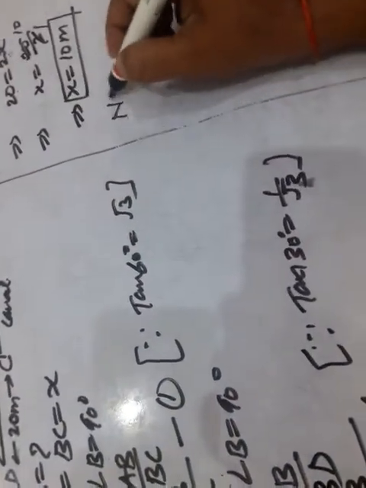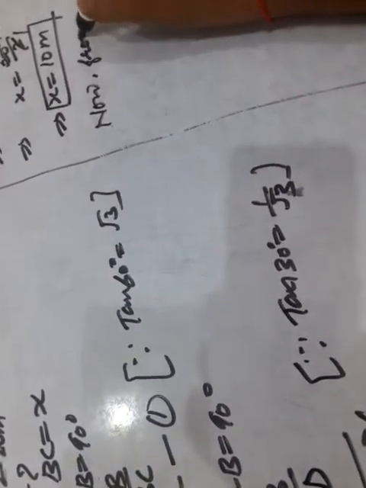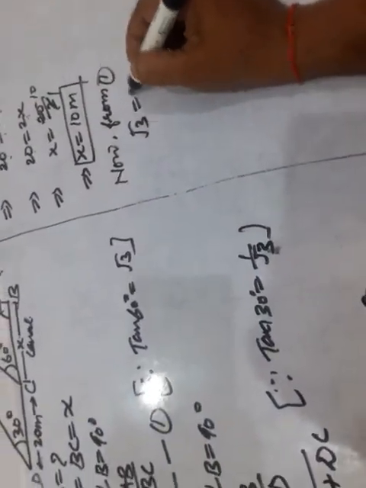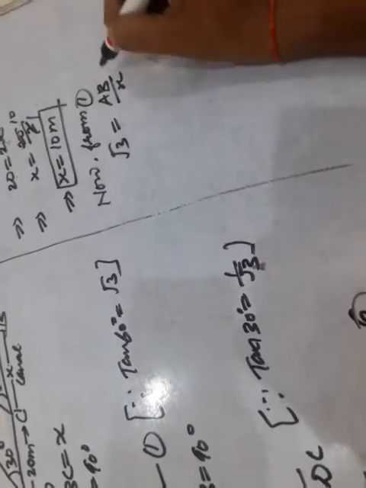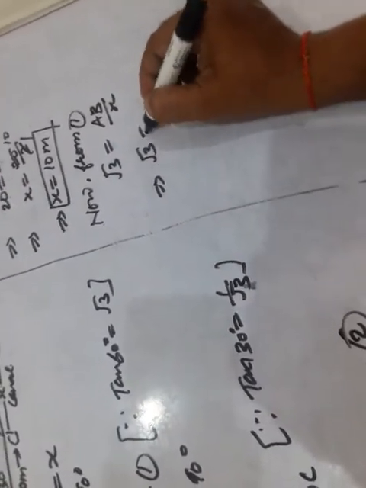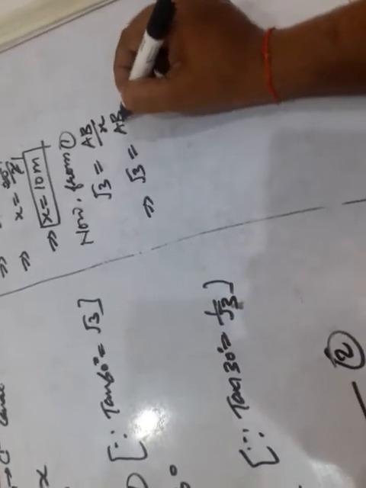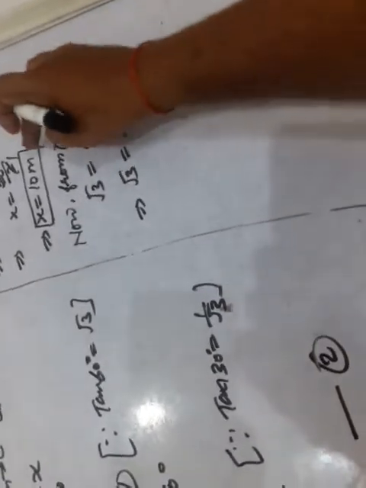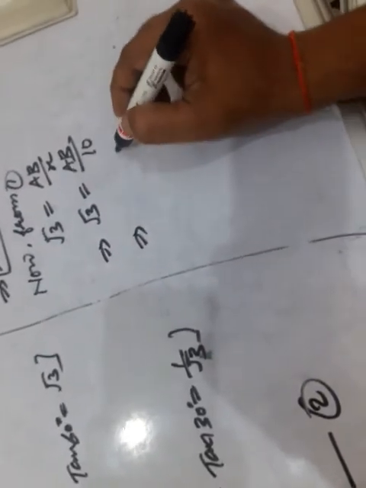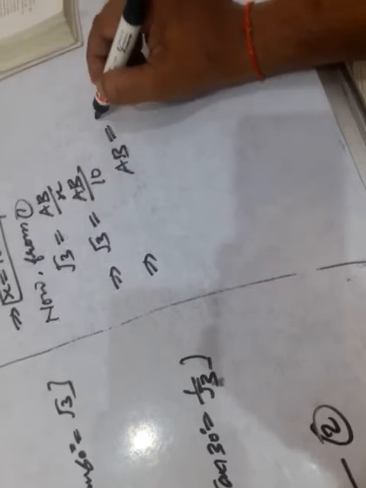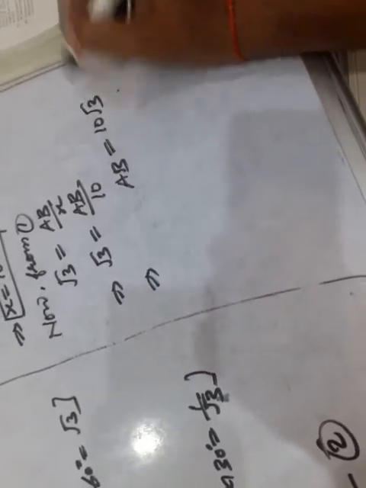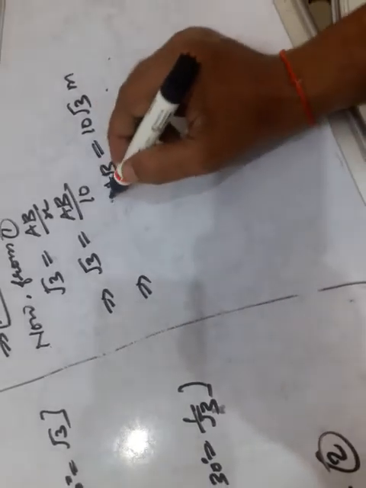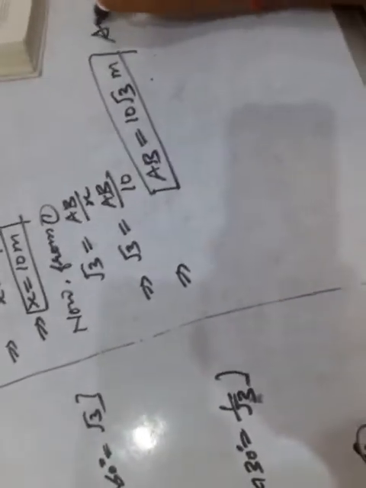Now from 1, root 3 equals AB upon x. This implies root 3 equals AB upon x. X we have found out to be 10. Clear? This implies that AB equals 10 root 3. Am I right? AB equals 10 root 3 meter. So this is another answer, and this was the first answer.